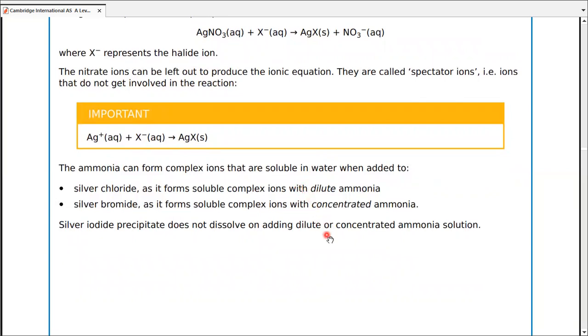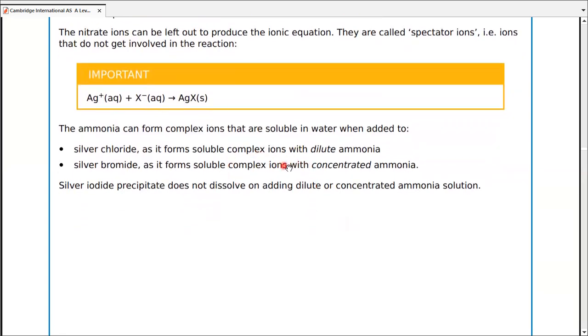Now, ammonia can form complex ions that are soluble in water. What are complex ions? That's another kind of bonding, which we have kept for A2. So let's keep it for A2. Just keep in mind it is something more important, on top of what we have already studied for bonding. So silver chloride forms a soluble complex with dilute ammonia. Silver bromide forms a soluble complex with concentrated ammonia. Silver iodide precipitate does not dissolve in either dilute or concentrated ammonia solutions.